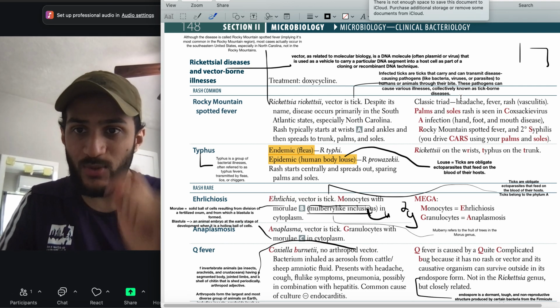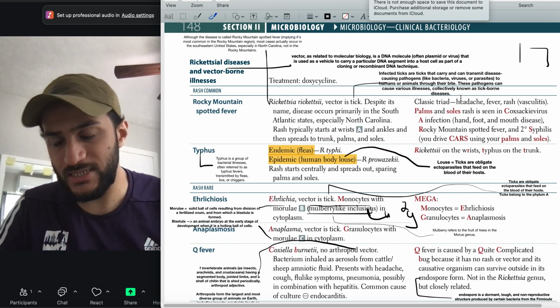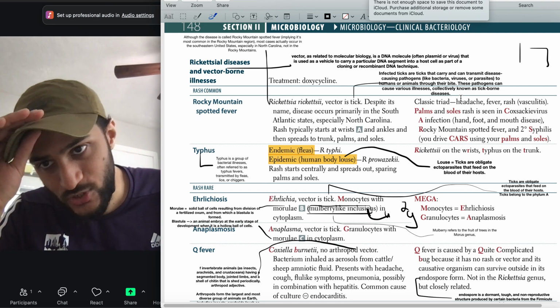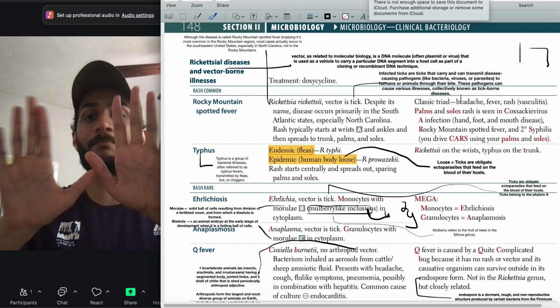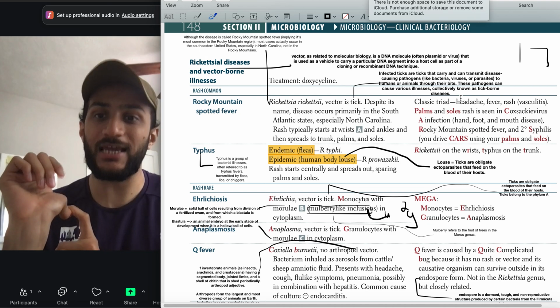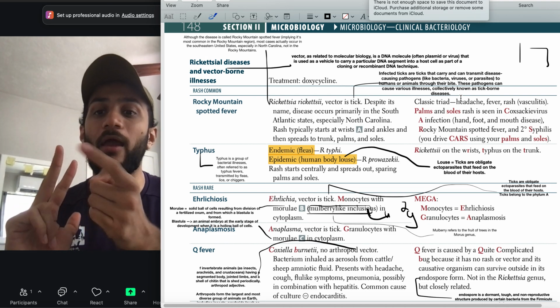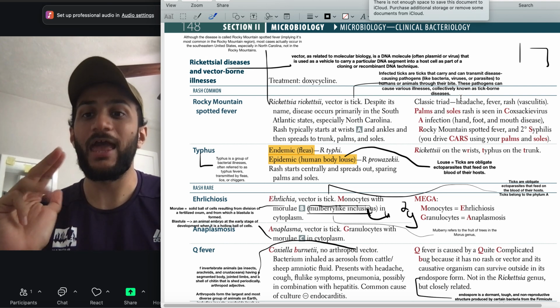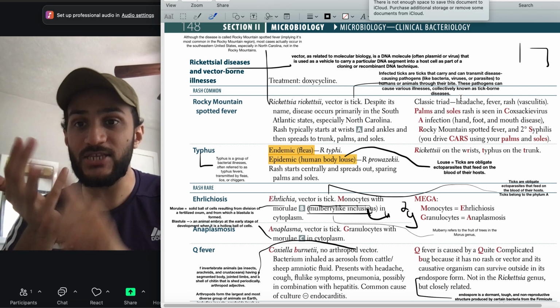Okay, over here, guys, we have a nice mnemonic called CARS, C-A-R-S. That is going to help us to remember all the diseases involving the palms and the soles of your foot. So C as in Coxsackie A, R as in Rocky Mountain spotted fever, S as in secondary syphilis.